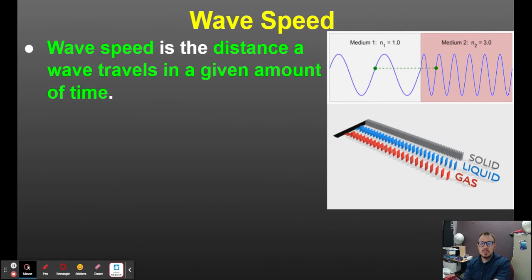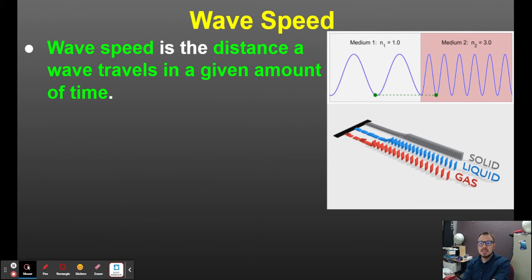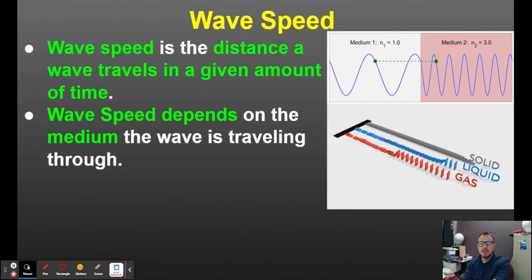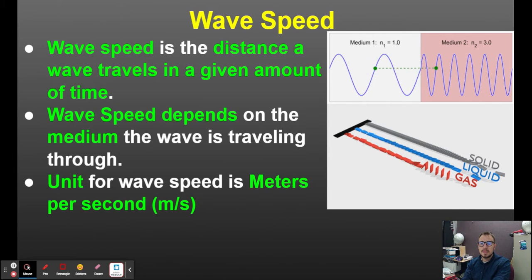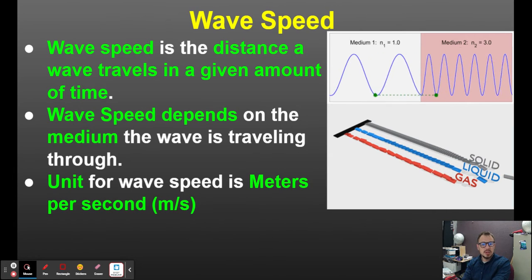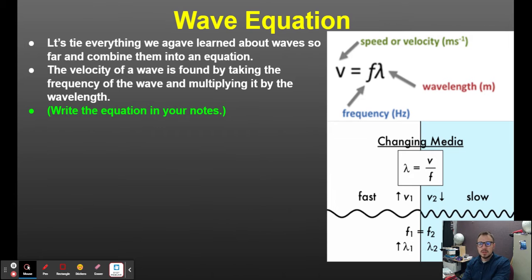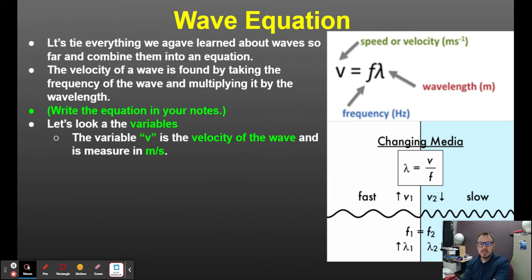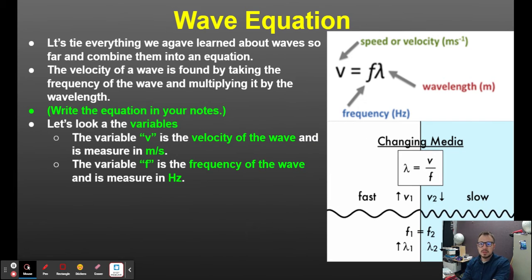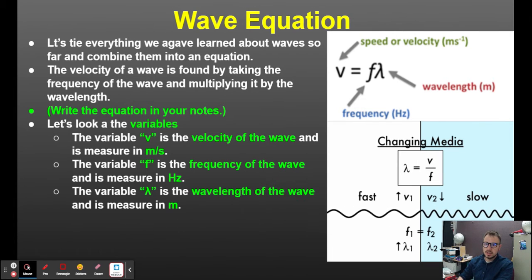All right, then we talked about wave speed. It's the distance a wave travels in a given amount of time. Wave speed depends on the medium. The unit for wave speed is meters per second. If we look at the wave equation, the variable v is the velocity of the wave. The variable f is the frequency of the wave, measured in hertz. The variable lambda is the wavelength of the wave, measured in meters.